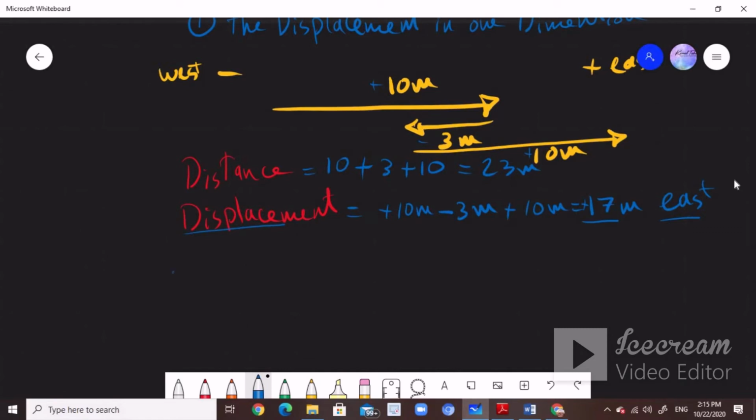But now the second point: what about two-dimensional motion? What does it mean? It means that we have a y-axis and an x-axis, and the object will move like that. That is two-dimensional motion. How can we find that?